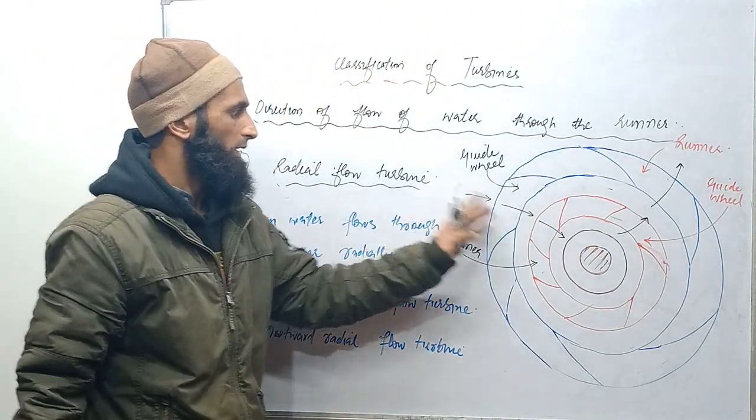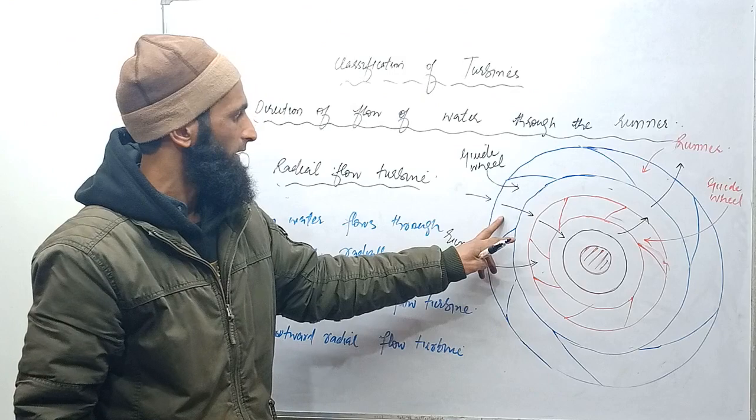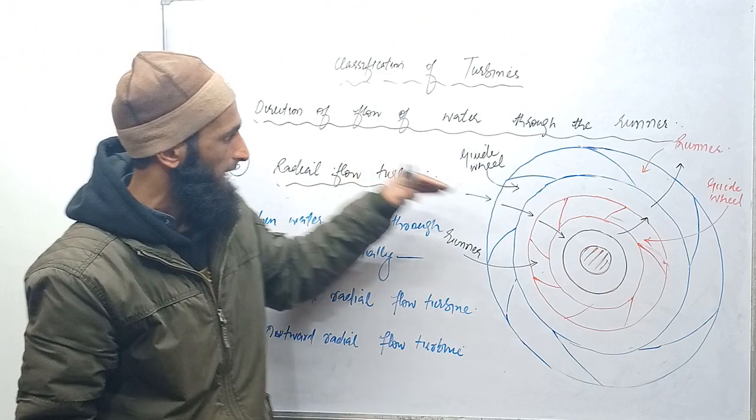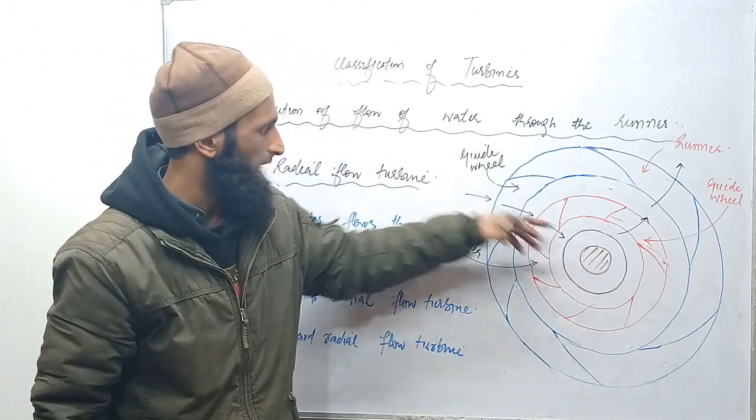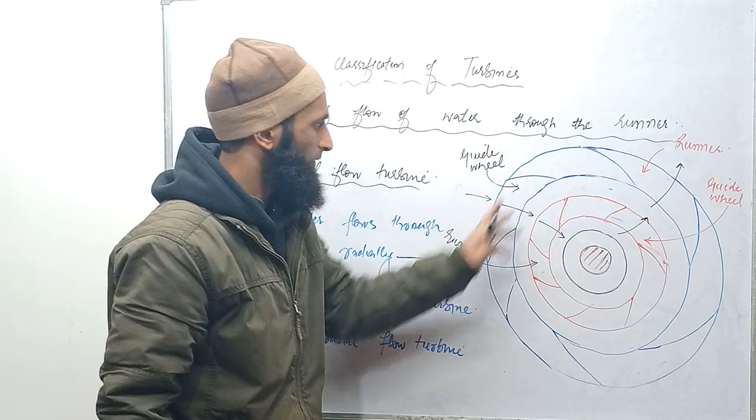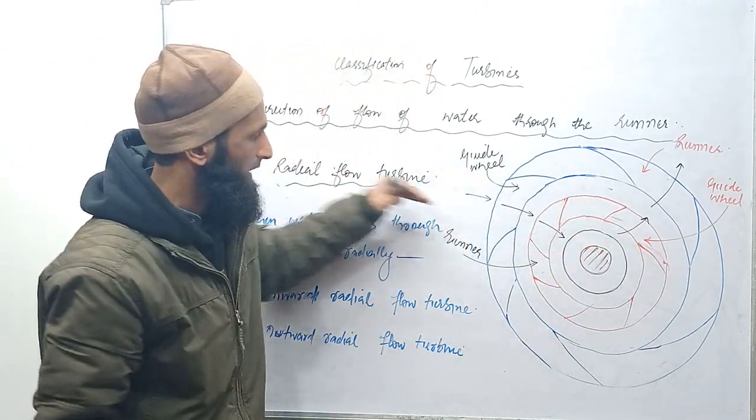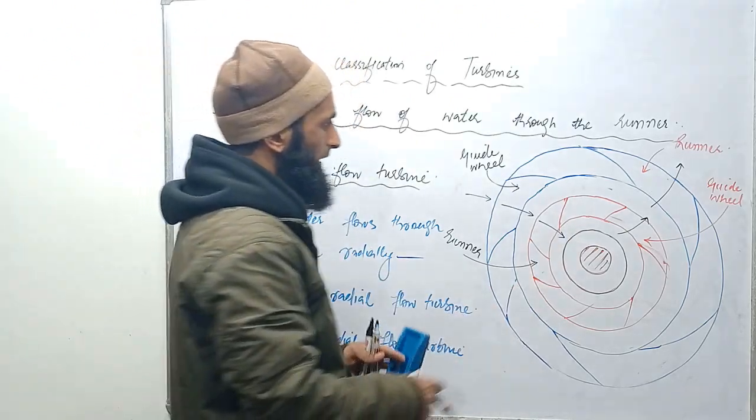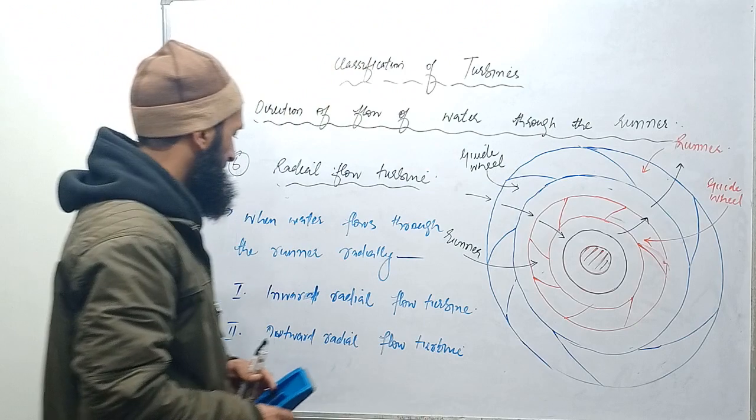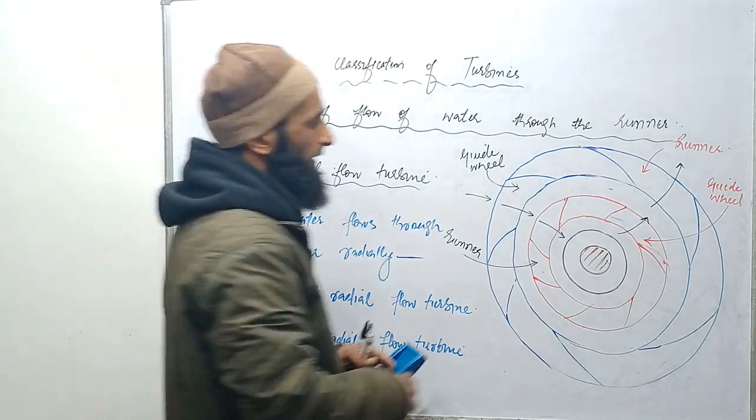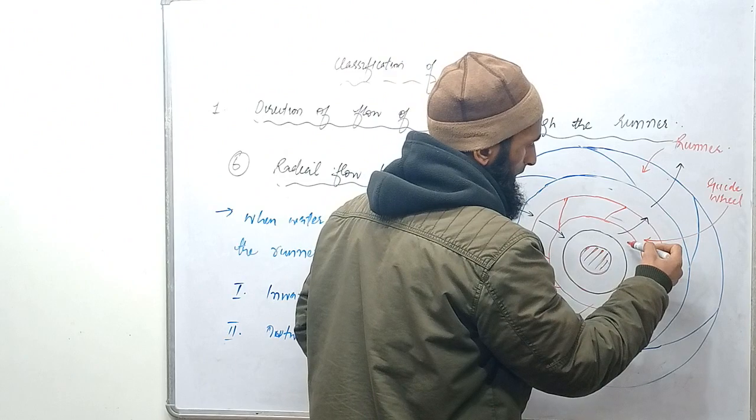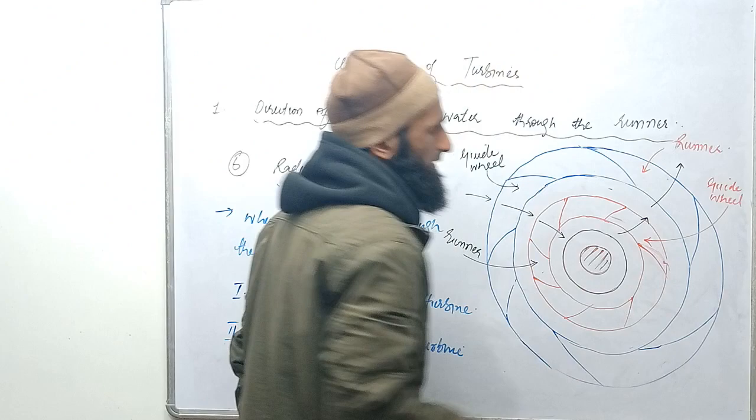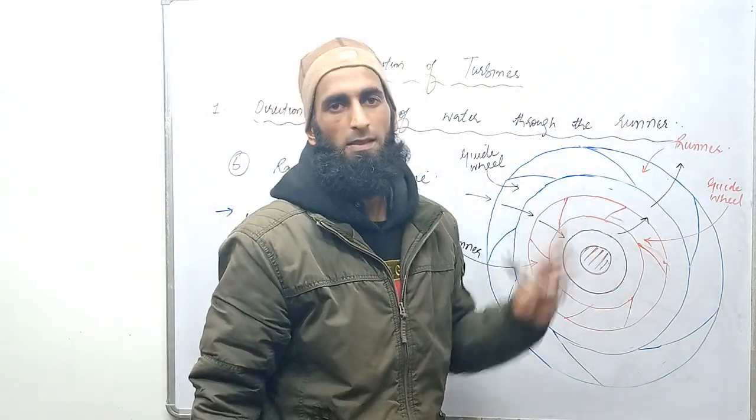So when water flows radially inwards, then outer wheel is the guide wheel, which guides the water. What is the function of guide wheel? Guide wheel guides the water to the runner. So outer wheel in this case is guide wheel in case of radially inward flow turbine, and this inner wheel is runner. When the turbine is outward radial flow turbine, that is when water flows in the outward direction, in that case inner wheel is the guide wheel and outer wheel is the runner.